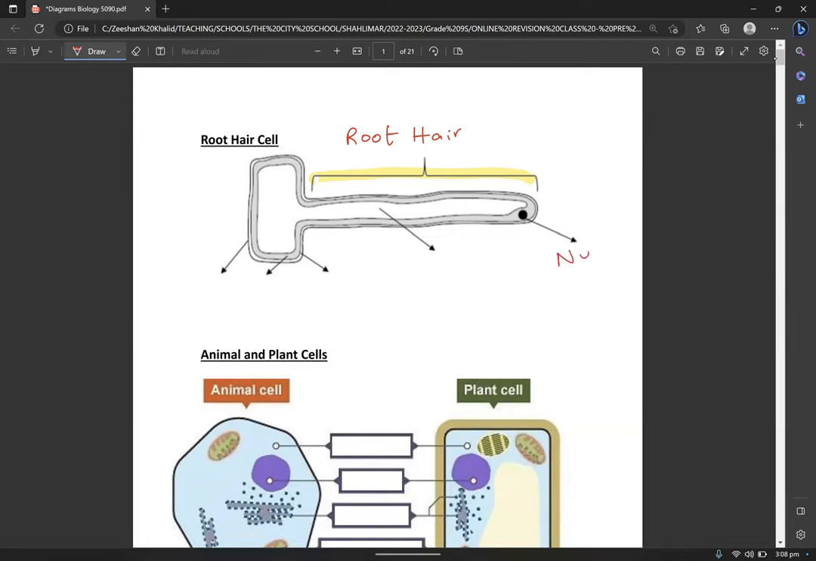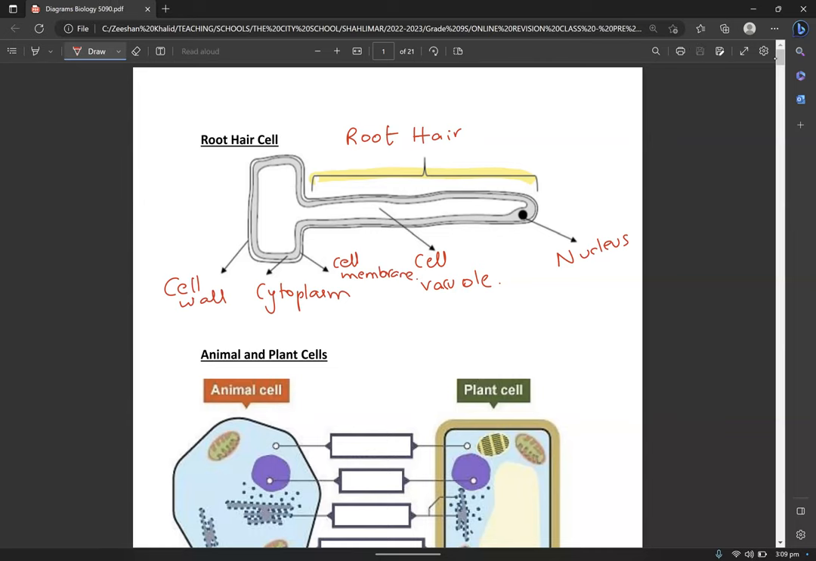Of course, we know this black thing is none other than the nucleus. And clearly you can see that the cell vacuole has been extended into this structure, the root hair. Then we can see the outermost layer is the cell wall. Then this is your cytoplasm. And finally, the layer that is inside the cell wall is the cell membrane. So this finishes the labels for the first part.